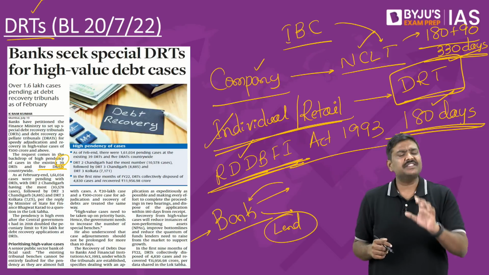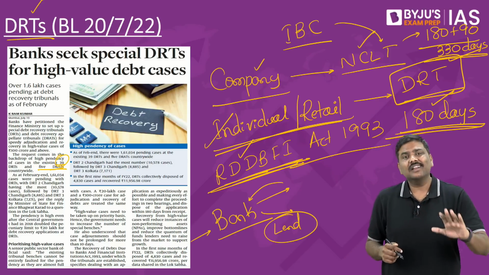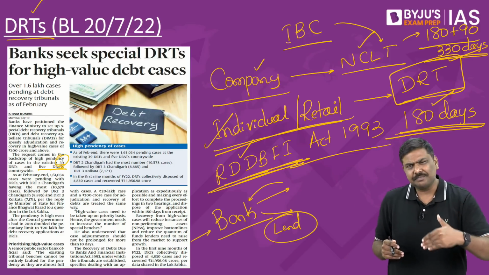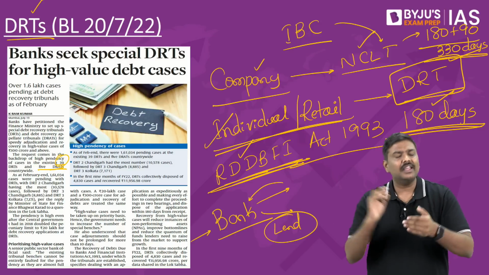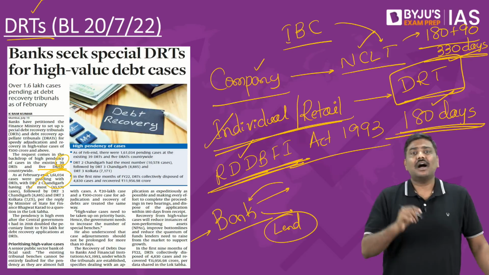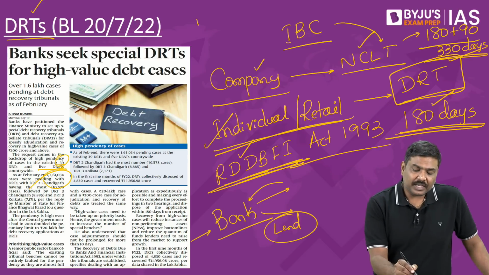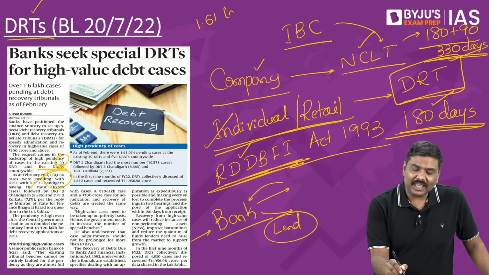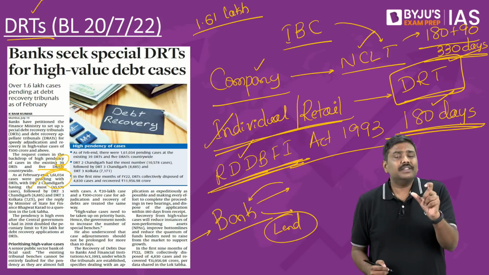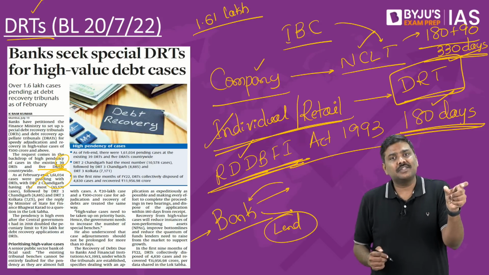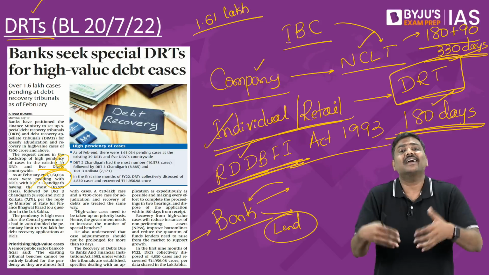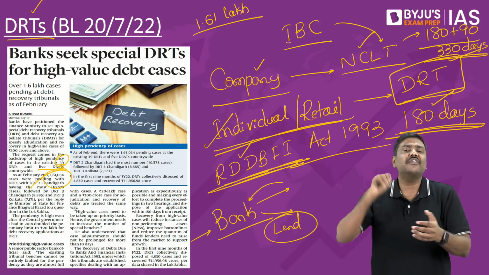Now, the problem is very simple. One, the article clearly states that the number of cases which are pending at the DRTs are very, very high. You don't have to mug up this particular data, but the article simply says that more than 1.61 lakh cases are pending at DRTs. More than 1.6 lakh cases pending means obviously the amount of loans which are stuck up, which are yet to be recollected by the banking sector is very high.